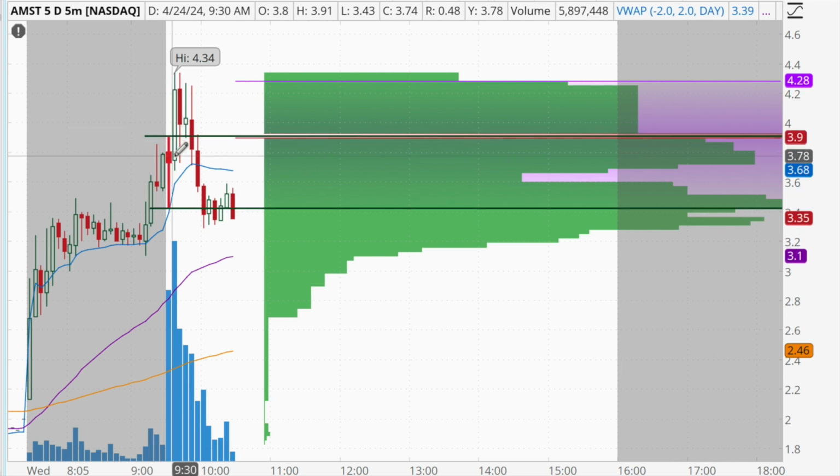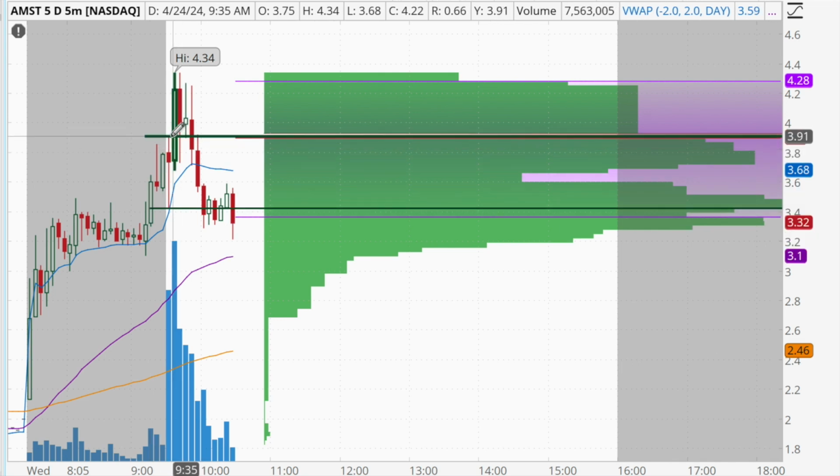So in theory, with this strategy, what you would do is buy into this breakout once it starts to push above that opening range high. And from that move, there was an opportunity to capitalize as it pushed from $3.91 up to a high of $4.34 just a few minutes later.